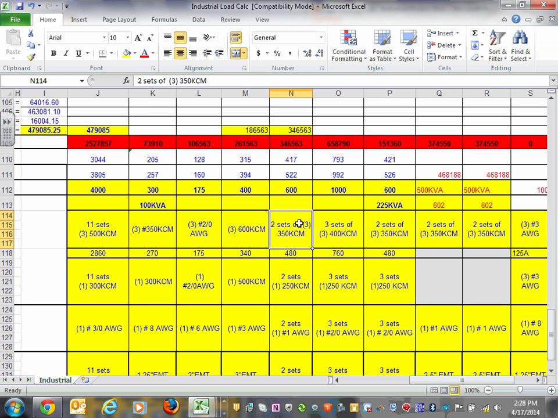Same thing, I'm paralleling for the 600, guys. I'm paralleling 2 sets of 3 conductors, 350 each. Same thing for the 1000 amp. I'm going to be paralleling if I'm to feed it with conductors. In the project, guys, I don't know if you saw, that 1000 amp came directly fed from the switchgear, so we don't need conductors.